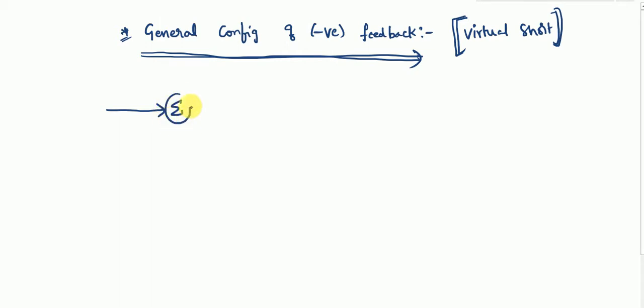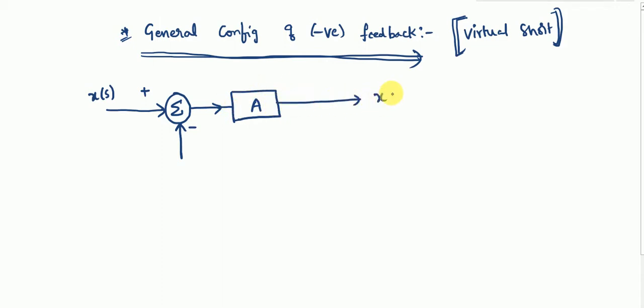Here there is a summer, it is plus, and the feedback, since it is negative, let me place a minus. So the output from this will be like this. The input signal will be X of S, and there will be a basic amplifier block. It can be made of BJTs, MOSFETs, etc. So let me take it as a basic amplifier block, and the output will be X of 0.